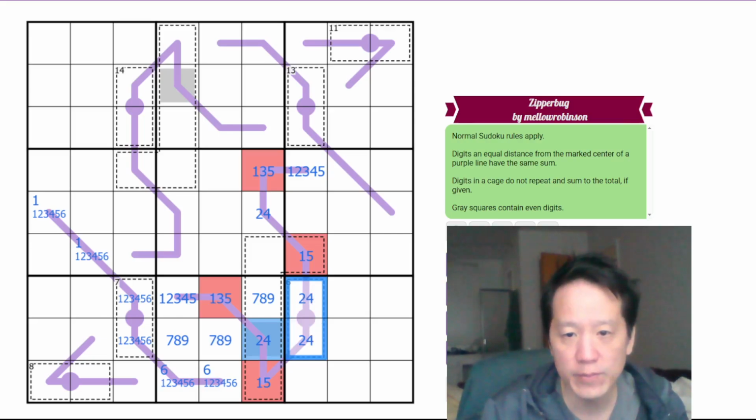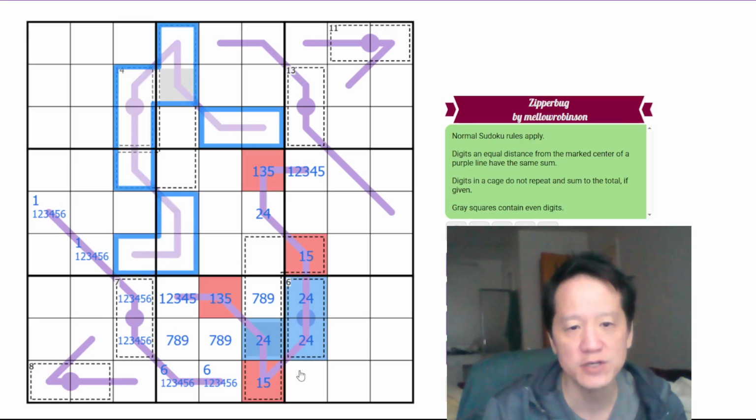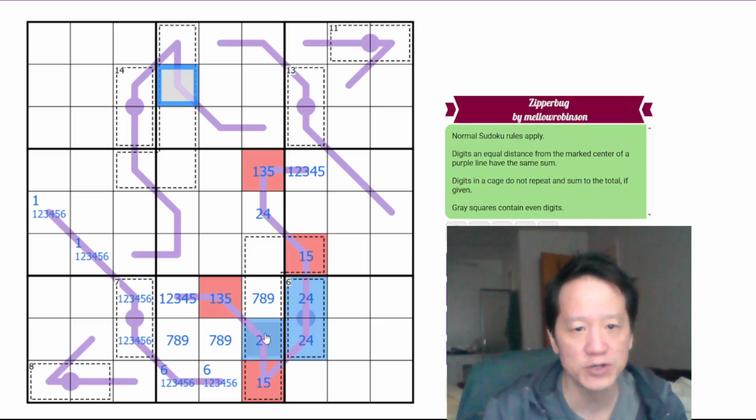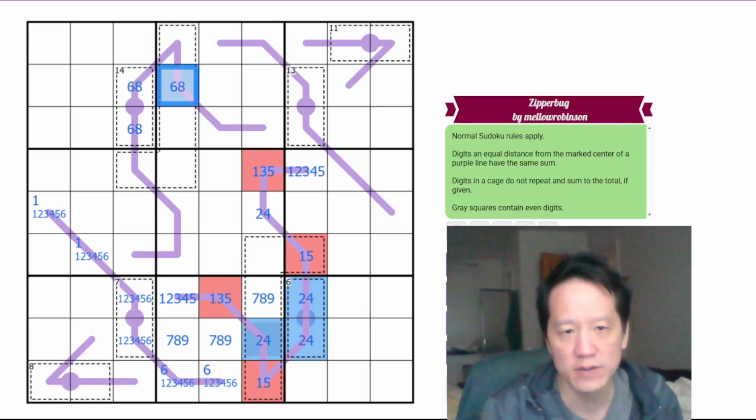So these are even. This must be similar, because you have a similar setup, right? It's exactly the same in the way that it's shaped, and you have also a gray square, which must contain an even digit. So these, again, must be 6 and 8. This is 6 and 8 equivalently. No, it must equate to here. This is 6 and 8. And it's blue. These both must be 5 and 9, and is odd.